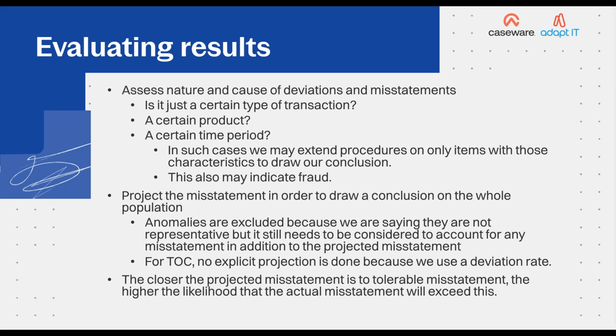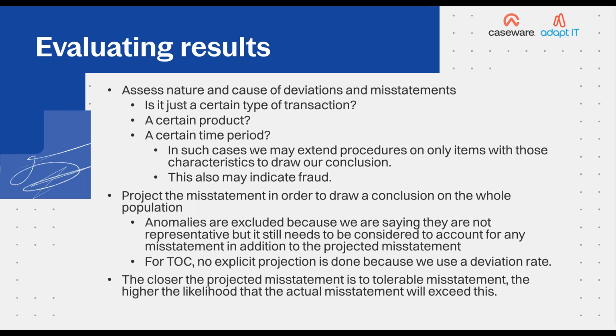If you have determined or identified any anomalies, those are excluded from the projection only. It is still a misstatement. It needs to be considered and addressed, and if there's an overs and unders journal or anything necessary, that's still relevant, but I won't include that anomaly, that isolated incident, into my projection. For control testing, we don't project because we use a deviation rate already.